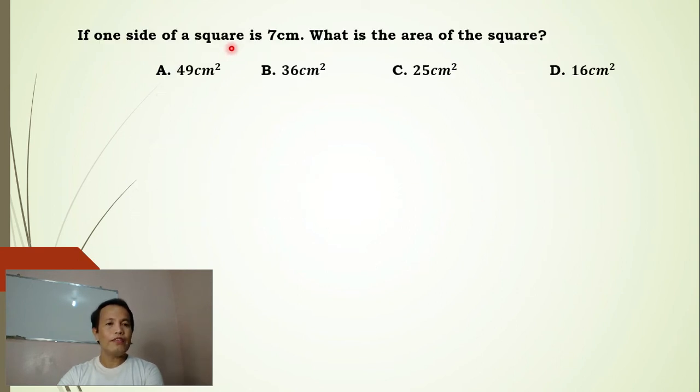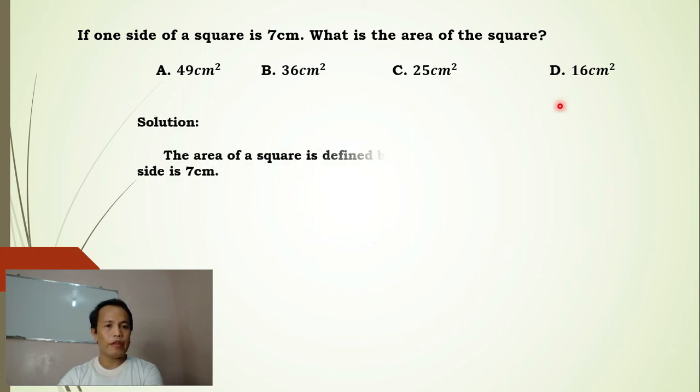For the last example, if one side of a square is 7 centimeters, what is the area of the square? A. 49 centimeters squared, B. 36 centimeters squared, C. 25 centimeters squared, D. 16 centimeters squared. The area of a square is defined by the formula area, or A, is equal to S squared. S is the side, or the measure of the side. So the given side is 7 centimeters.